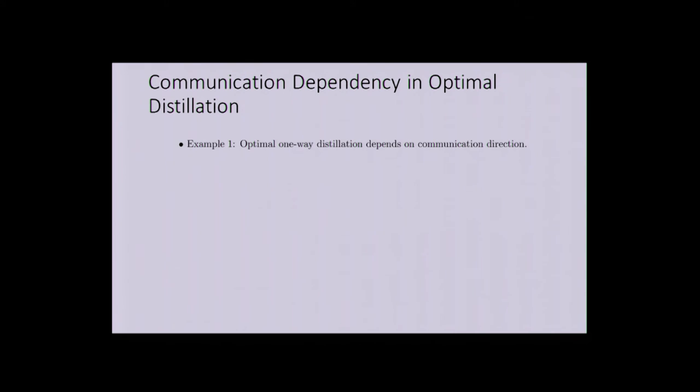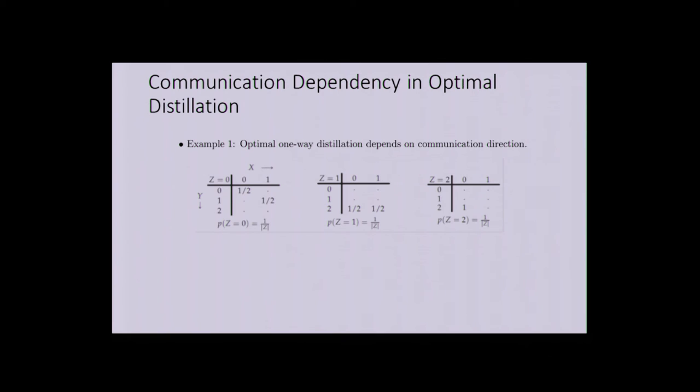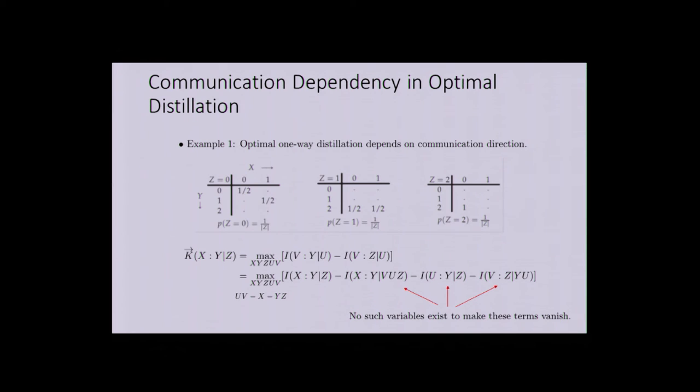And so we wanted to know, when does the direction of communication matter for optimal key distillation? And we also wanted to know when the number of exchanges matters. So the first example that we have here is a distribution where Eve's variable runs from 0 to 2. And if you recall, one of the things we showed is that you can write the one-way capacity in this form here. And in order for this to equal the conditional mutual information, these terms must vanish. Okay, but it's not very difficult to show, if you analyze this particular distribution, that you can't find variables U and V that satisfy this Markov chain and also cause these information terms to vanish.